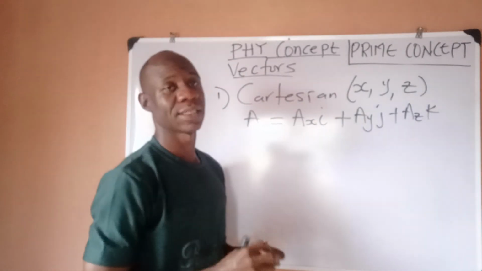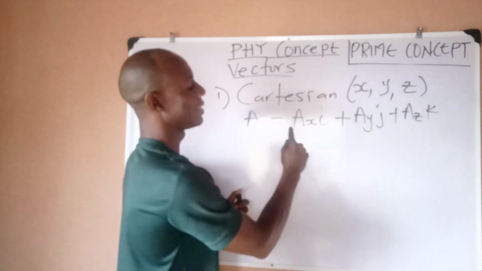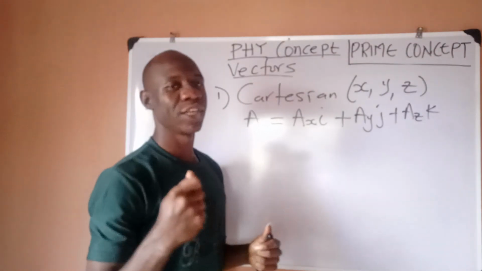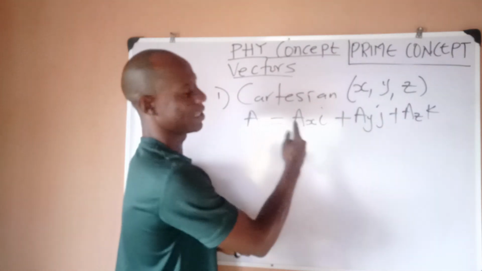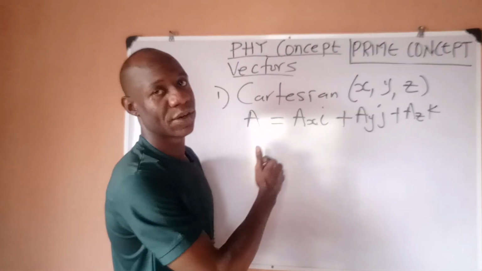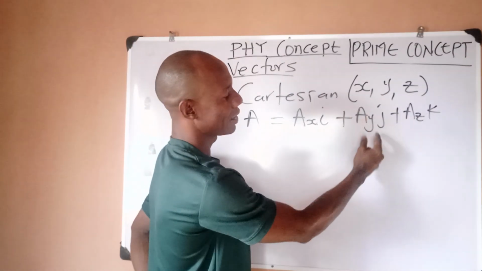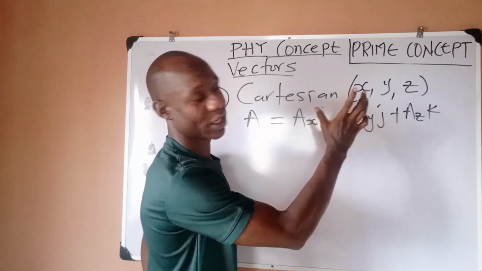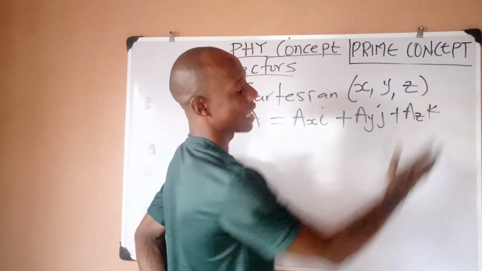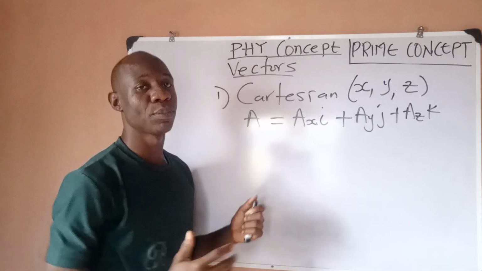Now, what do Ax, Ay, and Az represent? Ax is known as the component of the vector in the x direction. Whenever you see i, it is called a unit vector that points in the x direction. So Ax is the component in the x direction, Ay is the component in the y direction, Az is the component in the z direction. So these things are called components of the vector.